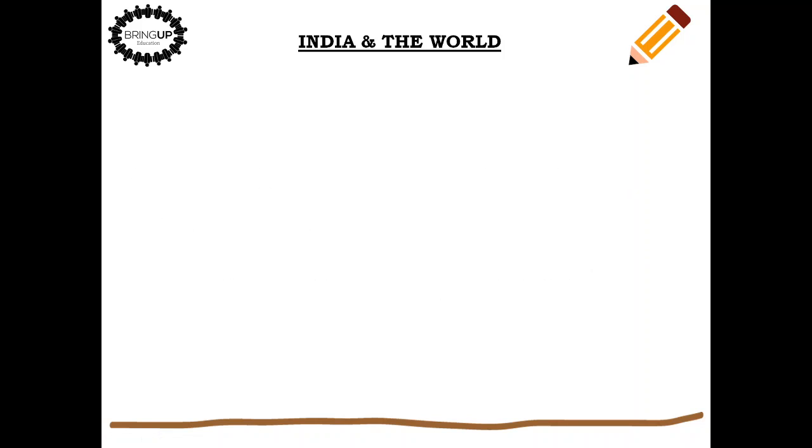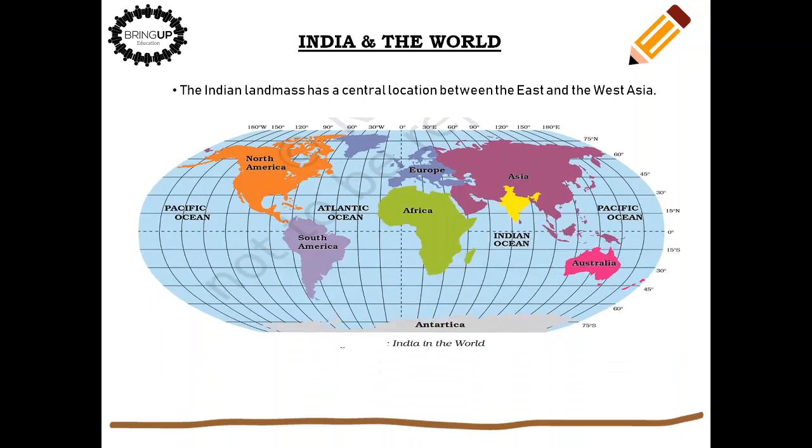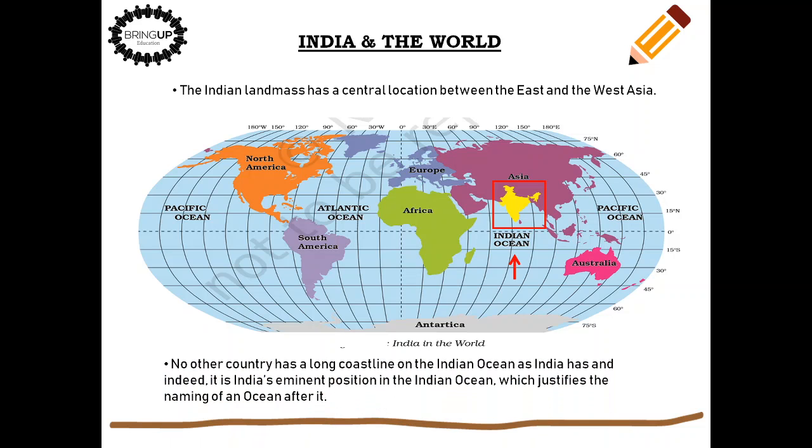India and the world. Under this, we are going to discuss how India contributes to the rest of the world. The Indian landmass has a central location between East and West Asia. You can see this clearly in the map. No other country has as long a coastline in the Indian Ocean as India. Therefore, it justifies the naming of the ocean.